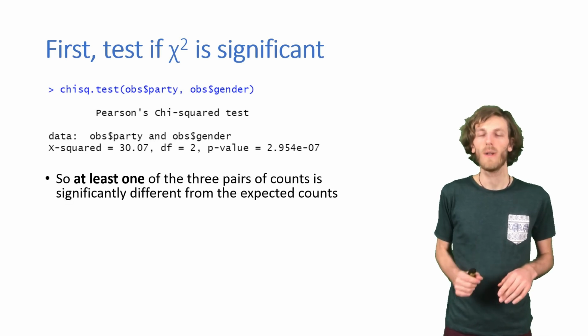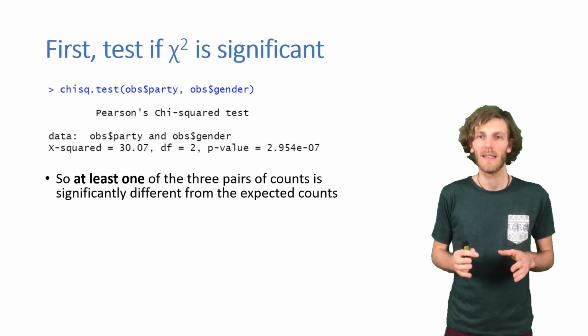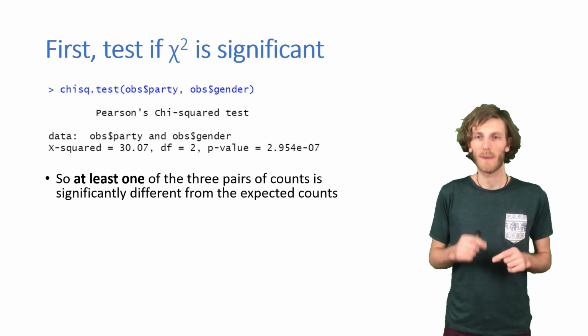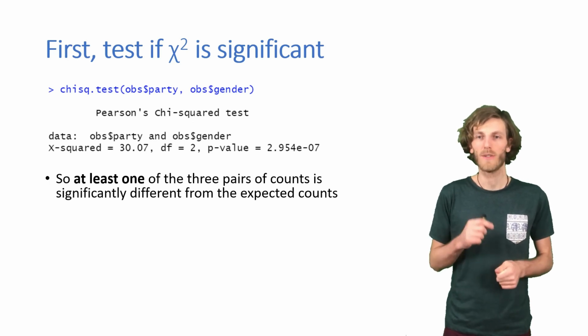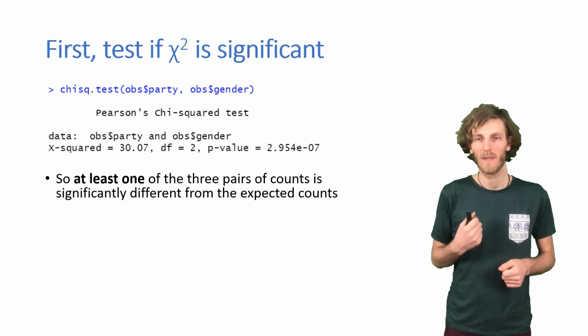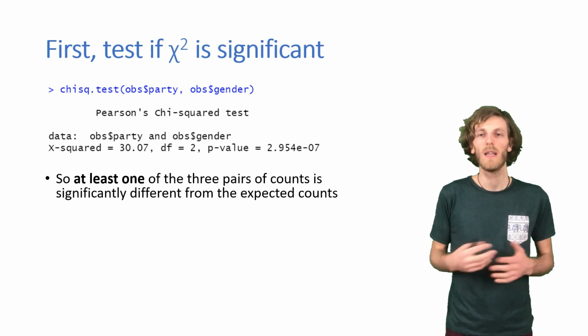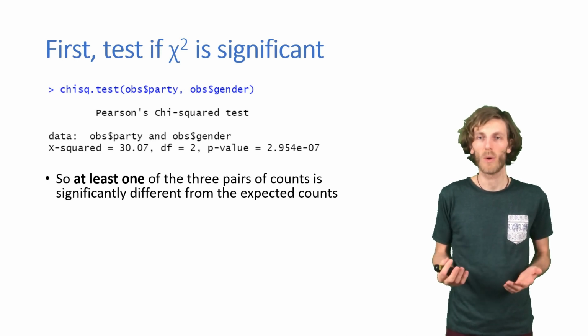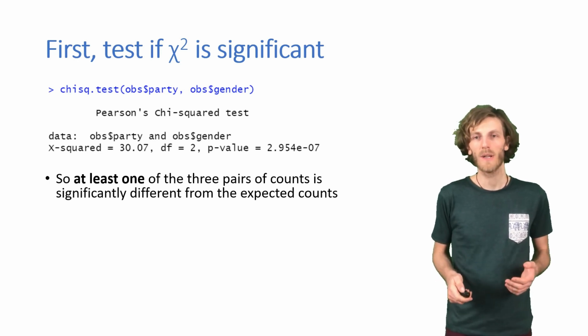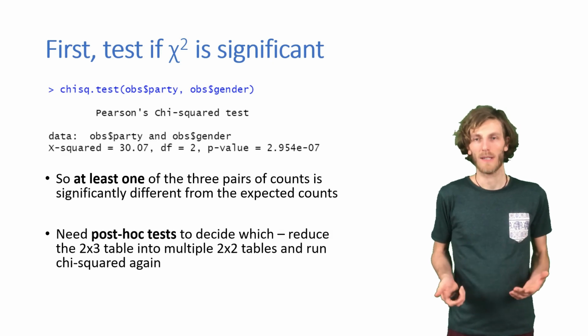However, we can only conclude that at least one of the parties is preferred to a different extent by men and women. So only one of the 3 pairs has to be different. We don't know which it is, and we don't know if it's more than one. So we need to run post hoc tests.